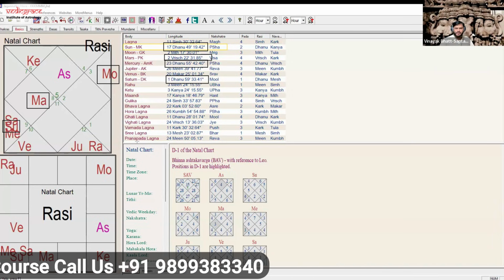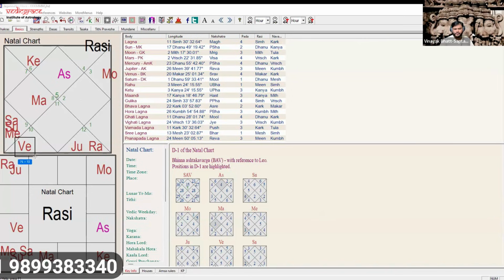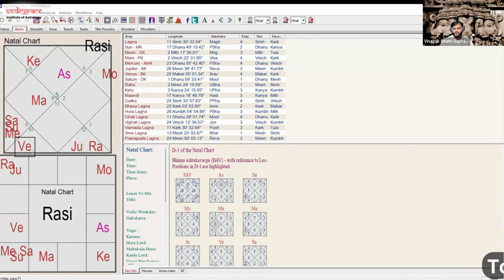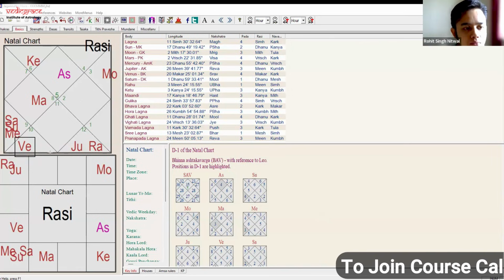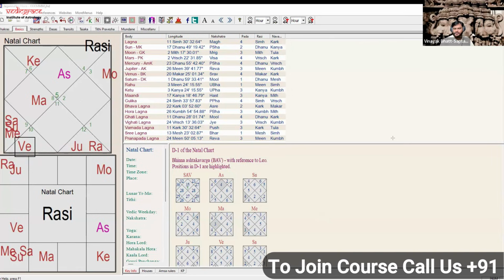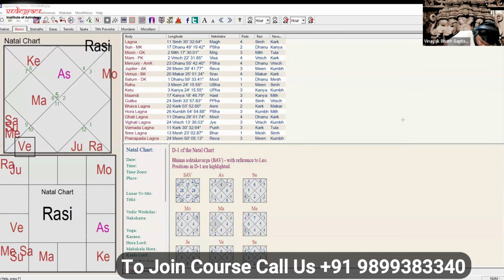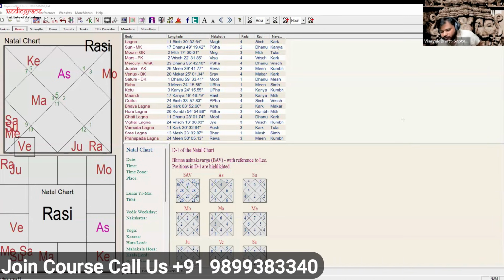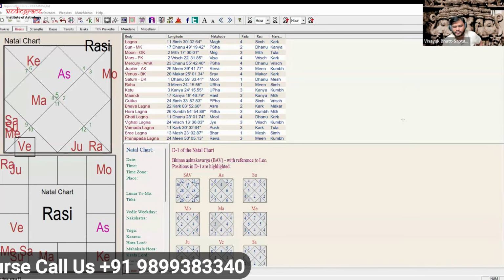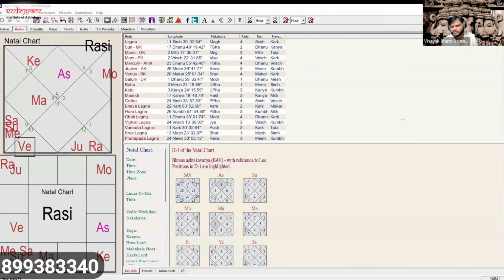Now, if you understood this, can we apply the same thing for Venus? Venus is wife. So can we predict the past of the wife? Yes, sir. So next time, if anybody asks you, tell me about my wife, like how will my future wife be, what is her background and all, with this system that is easy.